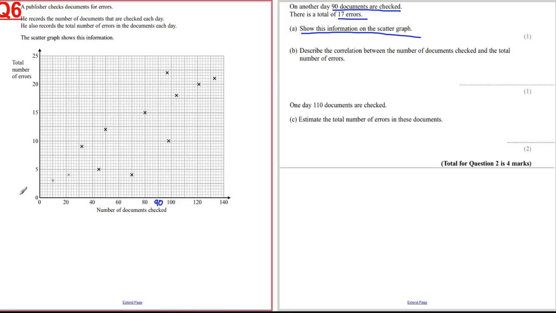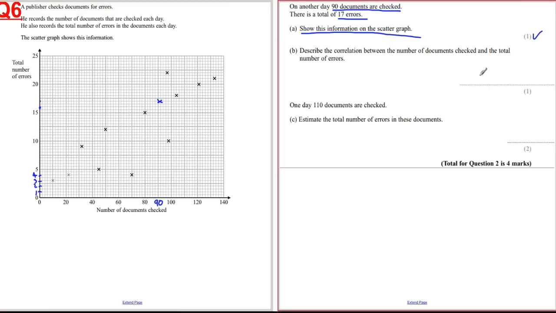Now, you've got to be super careful here. 10 squares are worth 5, and 20 squares are worth 10 here. So each 2 squares must be worth 1. 1, 2, 3, 4 and 5. So 2 squares are worth 1. So you want to get to 17. So it's not here. A lot of students would think it's there. That's 16. It's 17. You've got to read the scale. So 17 against 90 would be here. So be super careful there. That was a real trick with the scale.